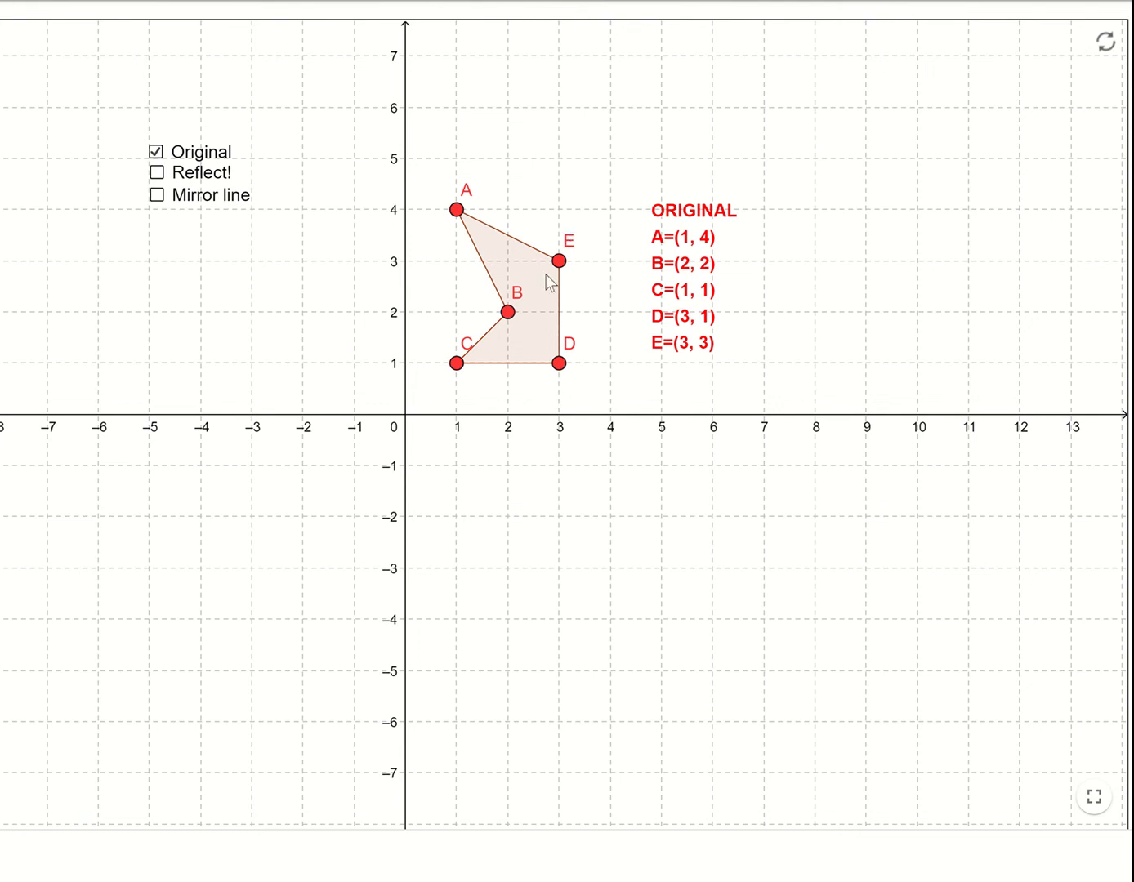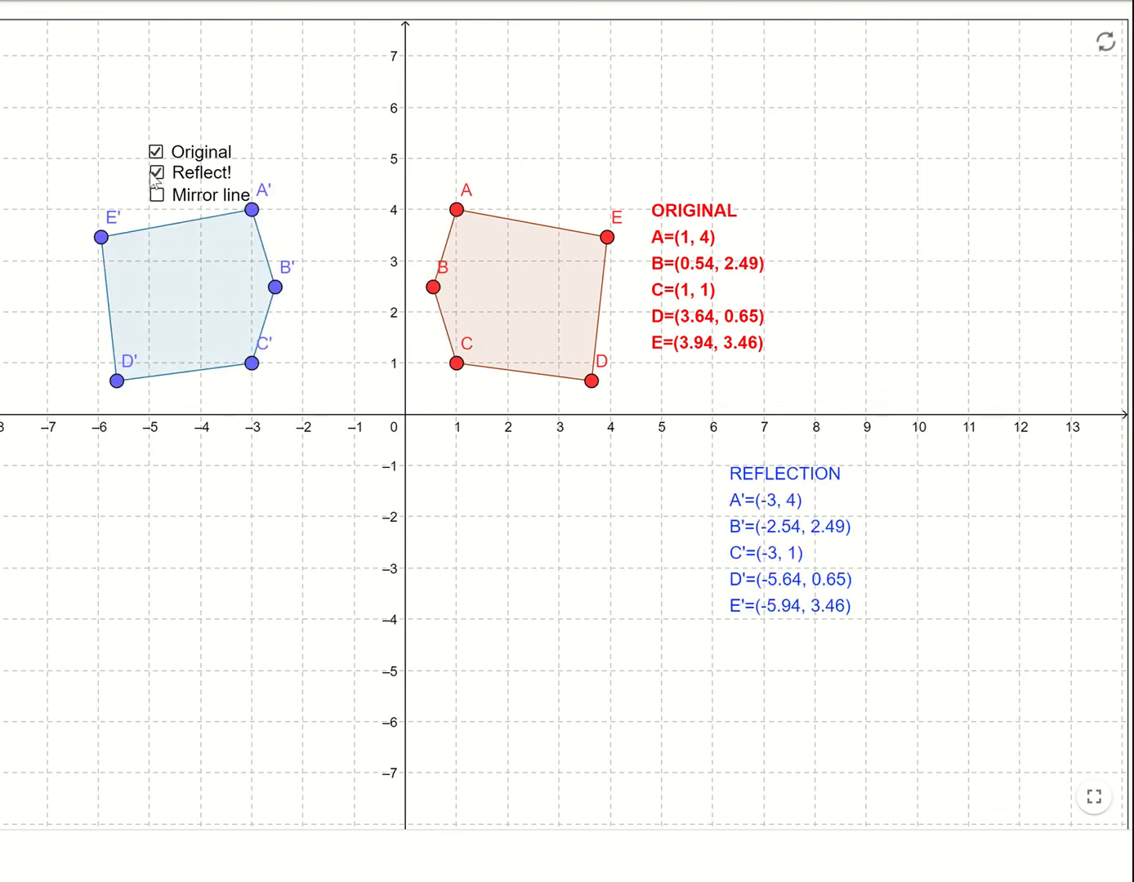Okay, so we've got this shape. Now, your shape might look different than mine. You can take these points and move them around however you'd like. And what I'm going to do is click this button that says Reflect. And I want you to just take a look at how this shape changed.